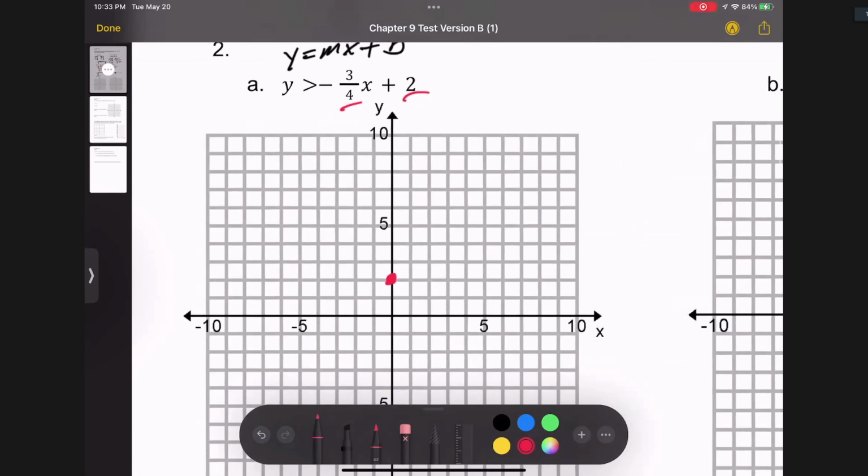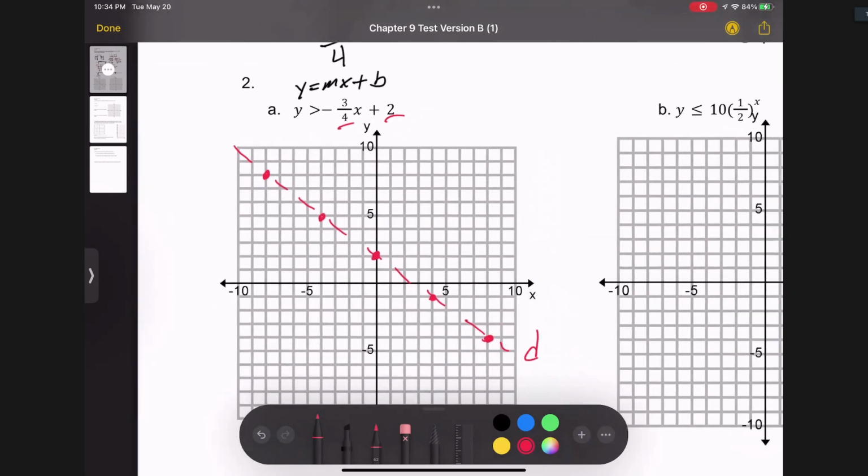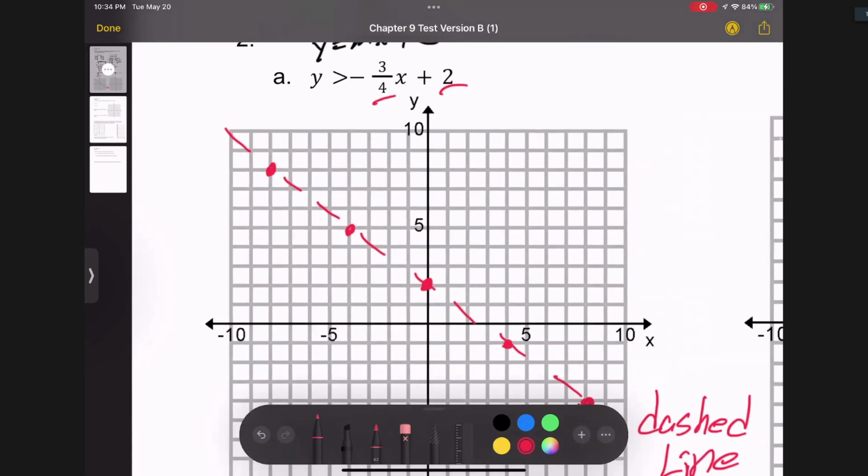So we're going to go down 3, to the right by 4. So that's right here. Down 3 to the right by 4 is the same thing as going up 3 to the left by 4. Let me see. That's about right there. This is a dotted or dashed line. Please make sure that you make it very clear that this is a dashed line.